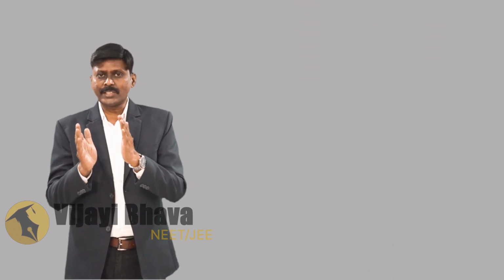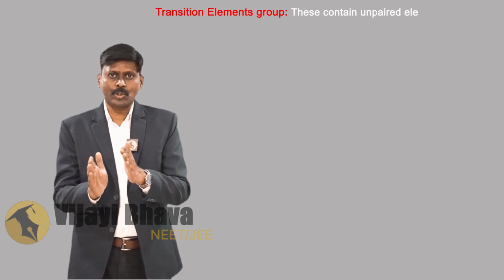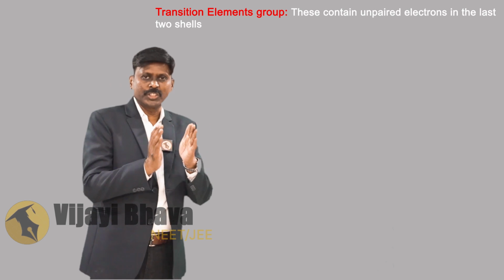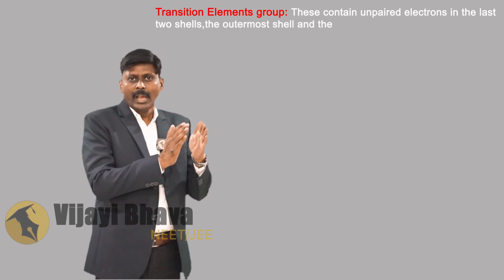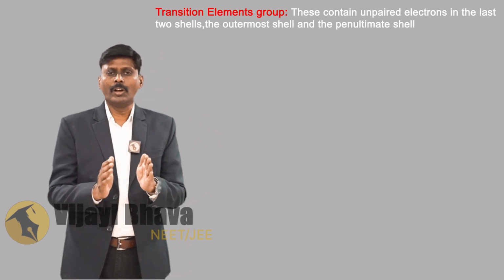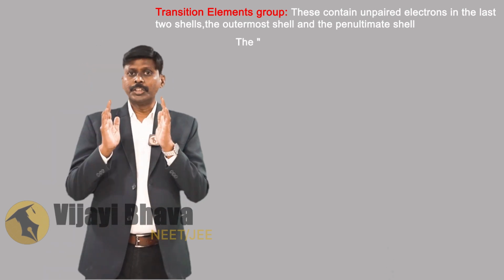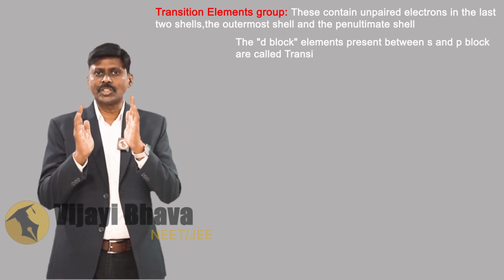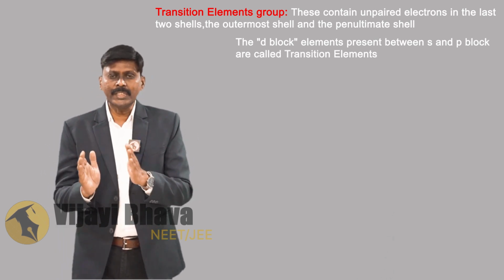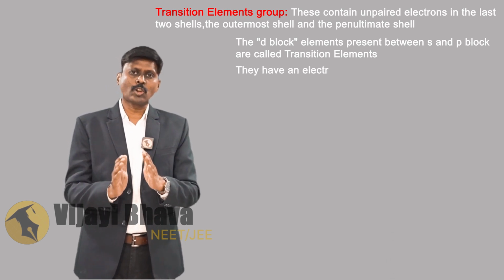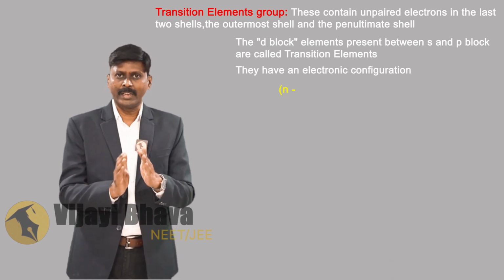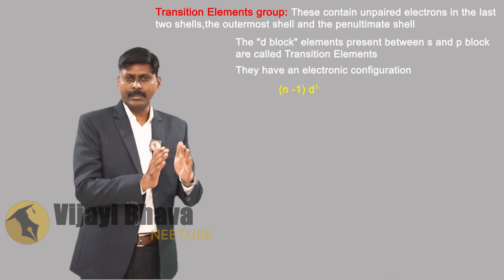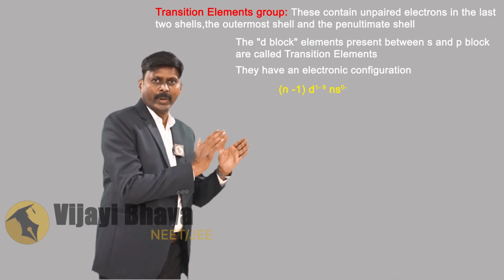The next group in this series is transition elements group. The group of elements that contain unpaired electrons in the last 2 shells, that is the outermost shell and in the penultimate shell, are called transition elements. The d block elements present between the s and the p block are called transition elements. These transition elements have a general configuration (n-1)d1 to 9, ns0 to 1.